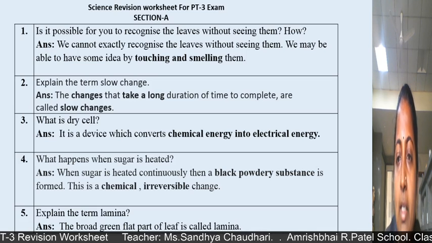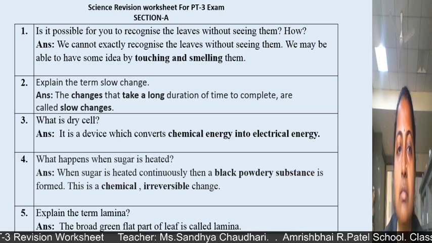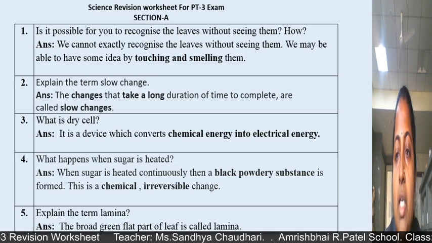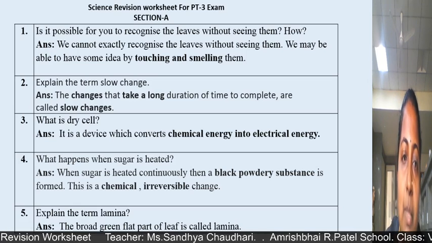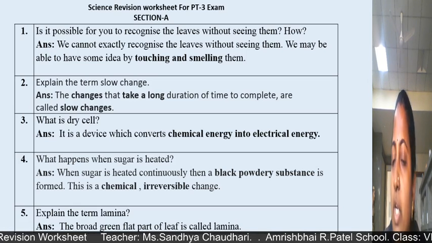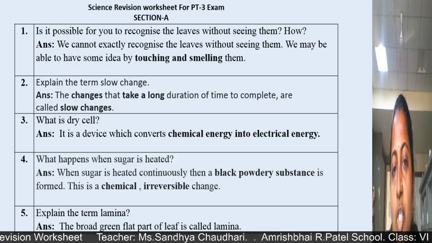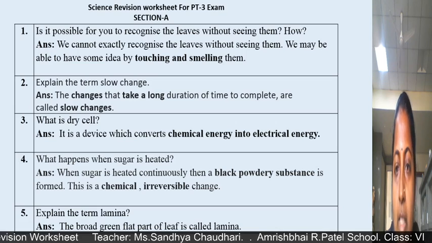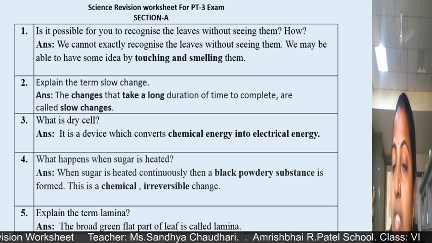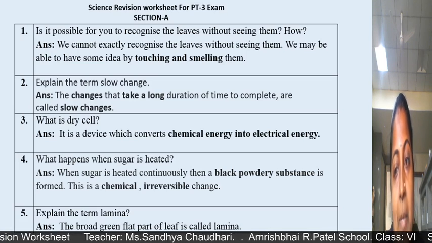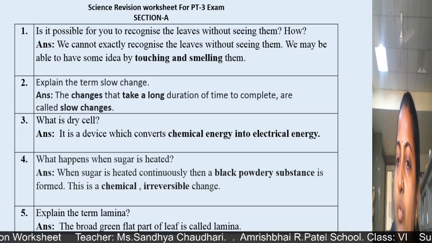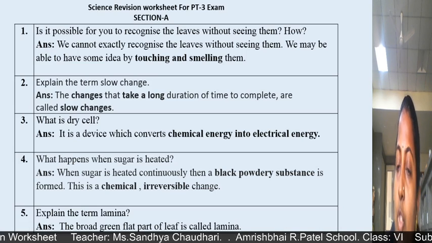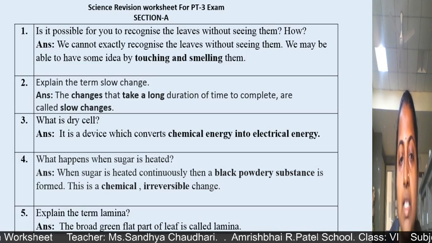Then, explain the term slow change. Over there you know that the terms should be according to the textual language. The changes that take a long duration of time to complete are called slow change. What is a dry cell? It is a device which converts chemical energy into electrical energy. What happens when sugar is heated? When sugar is heated, a black powdery substance is formed, and it is a chemical irreversible change. So whatever the important keywords are, they should come in that answer.